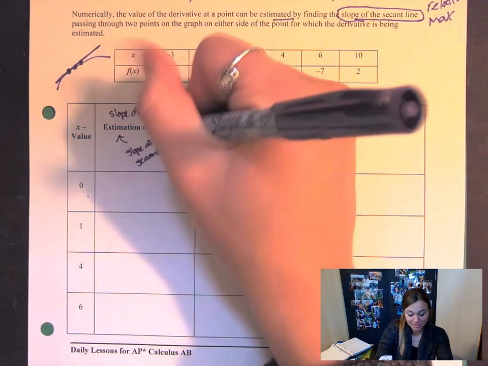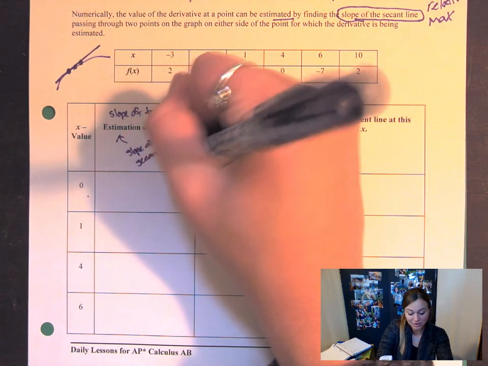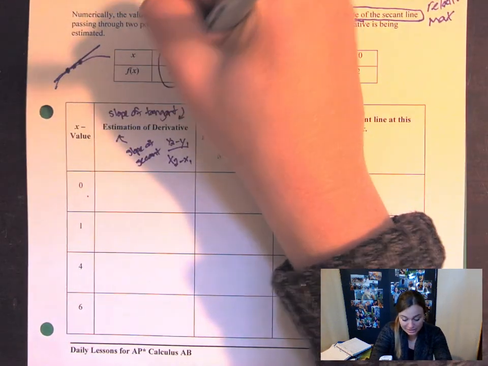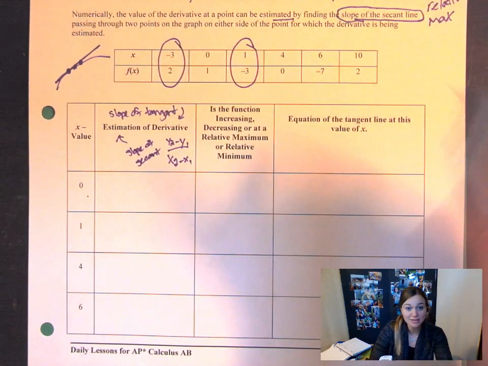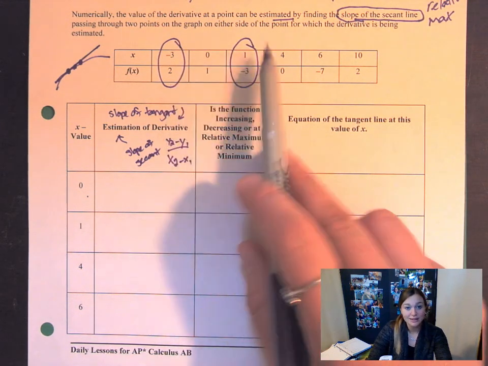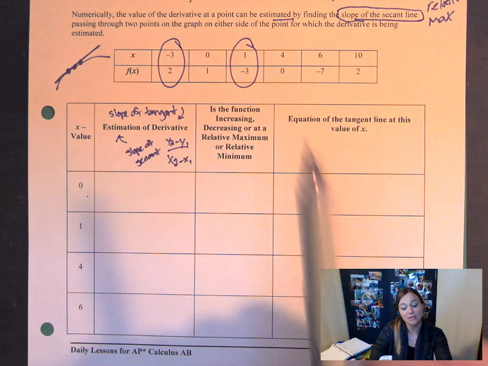And I'm going to be thinking about y2 minus y1 over x2 minus x1. And I'm going to use points. So if this is at 0, I'm going to pick a point to the left and a point to the right. I don't care that this is only 1 away on the right, but 3 away on the left. That's okay. For my x values, I just do the best that I can possibly do and do 1 on the right, 1 on the left.